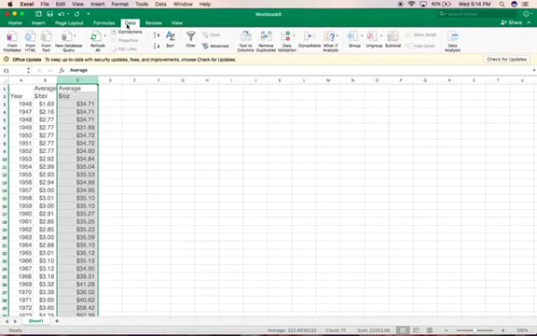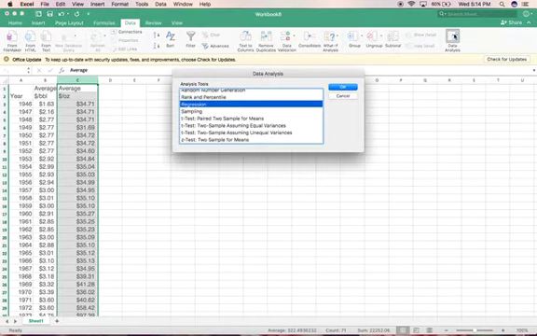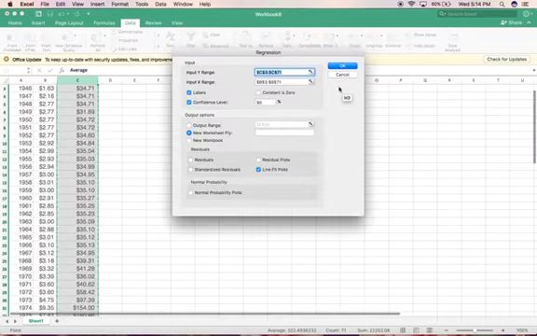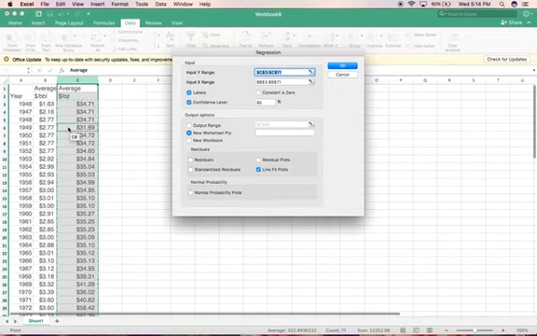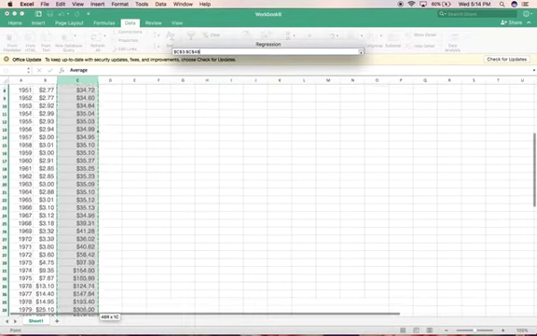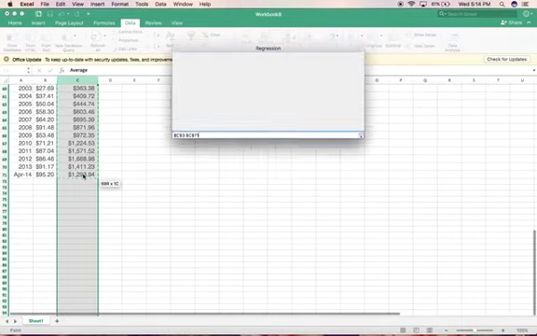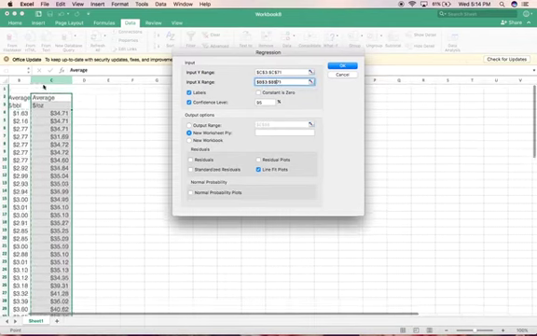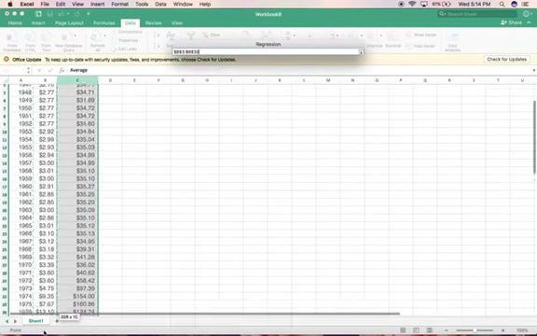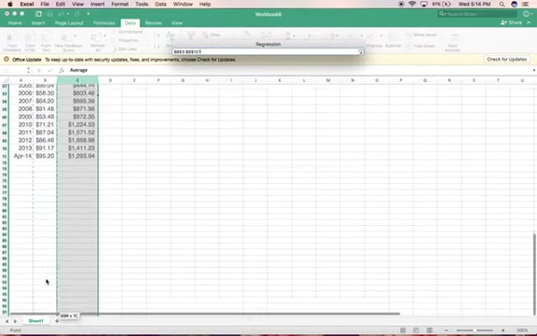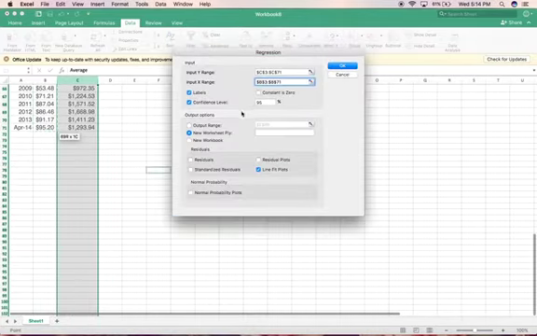Now I'm going to do a regression analysis because I have two sets of data where one is dependent upon the other. So when I run my regression analysis, my input for Y would be my dependent variable, which is the price of gold. My independent is my x-axis. My independent is the price of oil. Okay, I want a 95% confidence level, and I'm going to put this into a new worksheet.